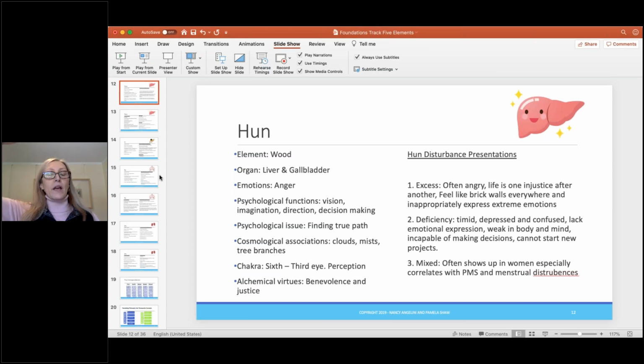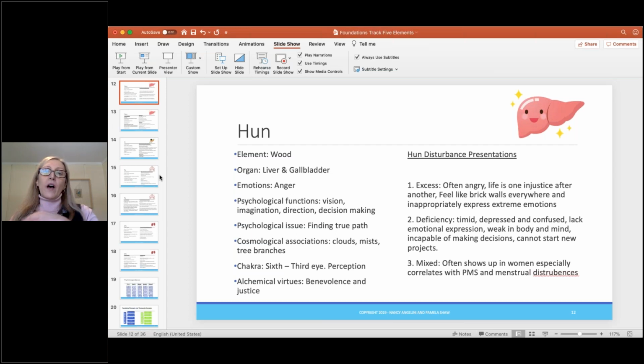Clouds, of course, are part of the heaven, right? Mists are around the ground and on the tops of the water. So it's that mist and that kind of accumulation of energy between the earth and the sky. The chakra is the third eye. It's perception, clear perception, right? And its alchemical virtues are benevolence and justice.